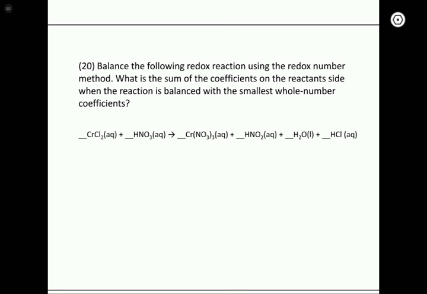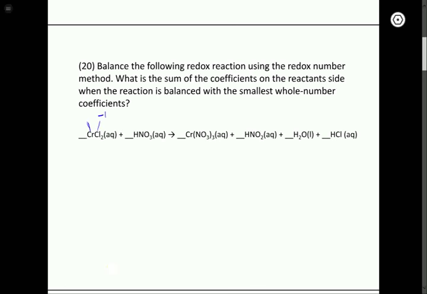And for this, we need to first assign oxidation numbers. So just like anytime we have a redox reaction that's unbalanced, we're going to assign oxidation numbers, which is going to allow us eventually to balance the number of electrons first before we start worrying about balancing all the atoms out.